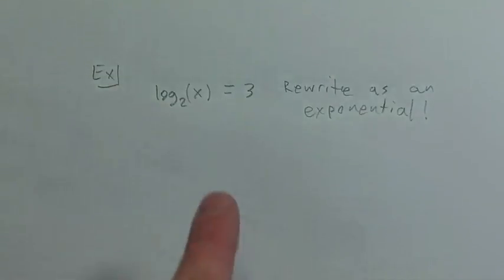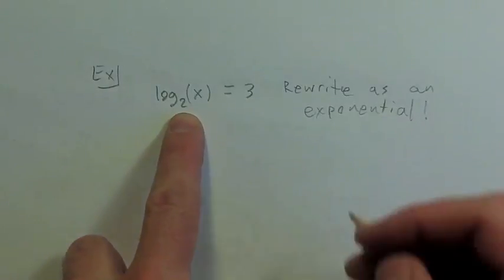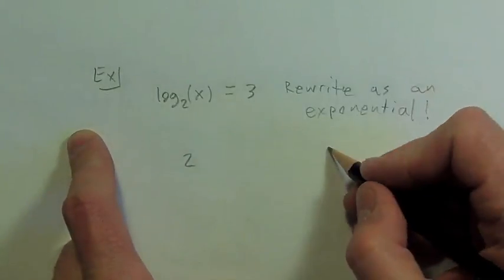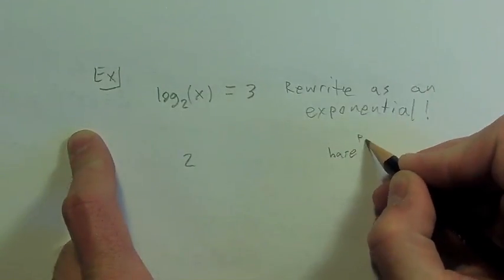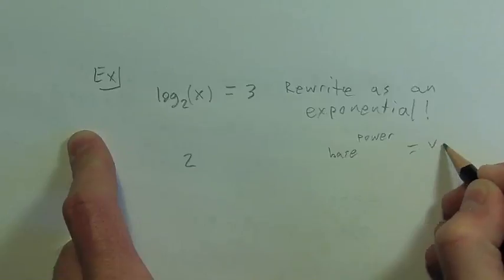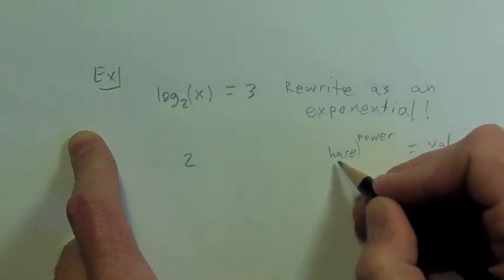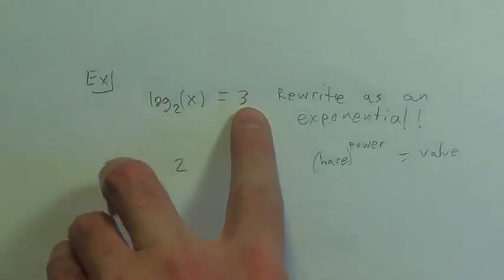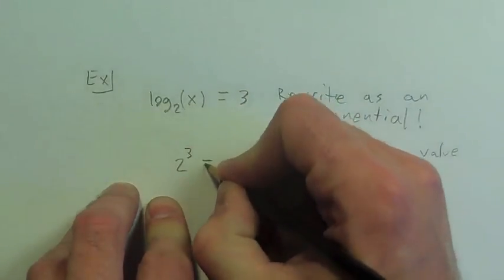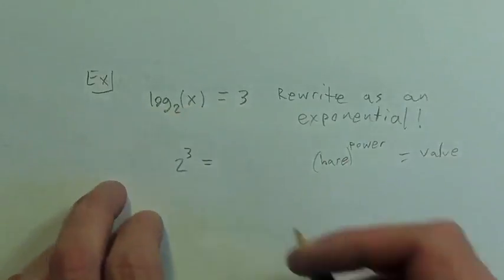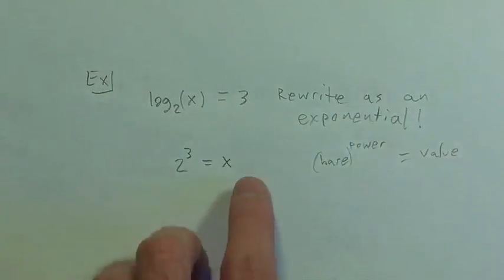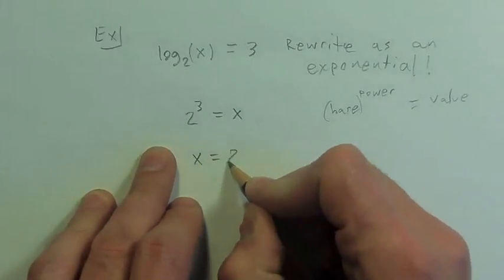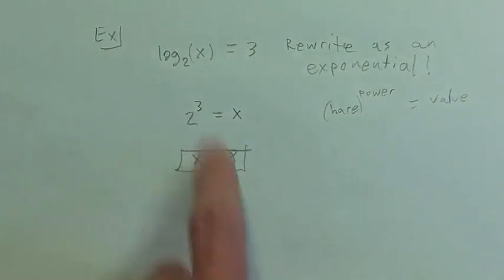So here's my base. The base is equal to 2. So remember, it's always base to a power is equal to the value. So the base here is 2. The power, remember, the power is on the other side, which is 3. And that is equal to the value, which is here, x. So x is just equal to 2 cubed, which is 8. And there we go, 8.